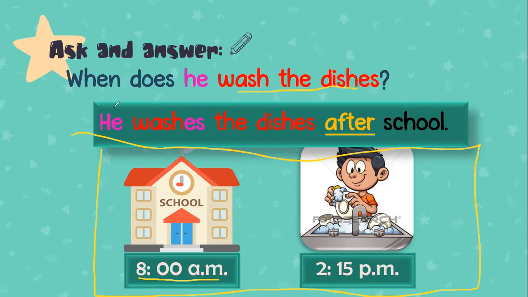That's why the question says, when does he wash the dishes? So the answer says, he washes the dishes after school. And we are going to stop here. Washes. But Miss Nanai, you say we must write the word wash the dishes. Yes, because that is the expression. But when we use that expression in a sentence, because this is a sentence, we conjugate a verb. He washes the dishes after school.